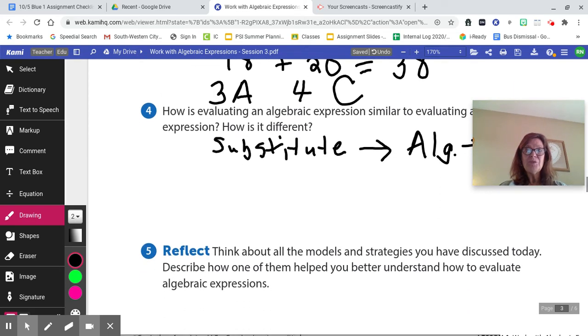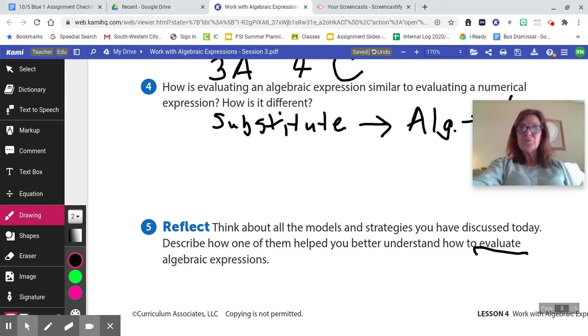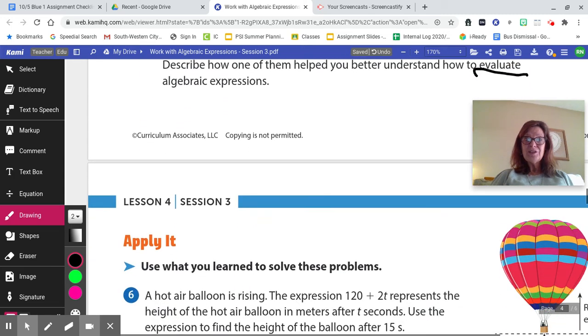And now we are going to move on to reflect. Think about all the models and strategies you've discussed today. Describe how one of them has helped you better understand how to evaluate. Remember, evaluate means solve algebraic expressions. I do want you to go ahead and write that in your book, and we'll share out those when we are back together. We are going to move on to the next page.